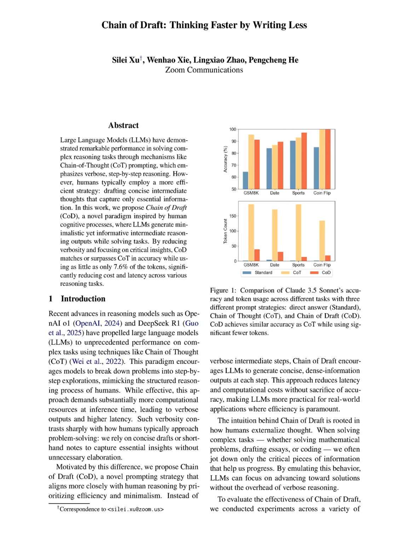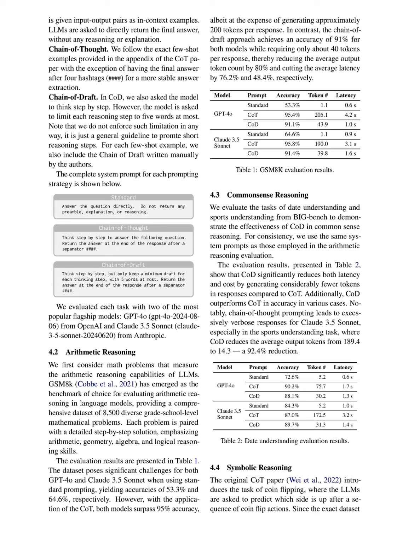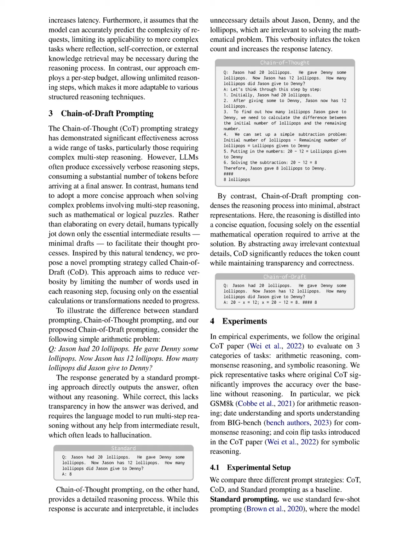The effectiveness of chain of draft, COD, was validated through empirical experiments across 3 categories of reasoning tasks: arithmetic reasoning, common sense reasoning, and symbolic reasoning. The primary dataset used for arithmetic reasoning was GSM-8K, which consists of 8,500 diverse grade school-level mathematical problems, while common sense reasoning was evaluated using tasks from Big Bench, specifically date understanding and sports understanding. The experimental design involved comparing COD against 2 other prompting strategies, chain of thought, COT, and standard prompting, with metrics focusing on accuracy, token usage, and latency.